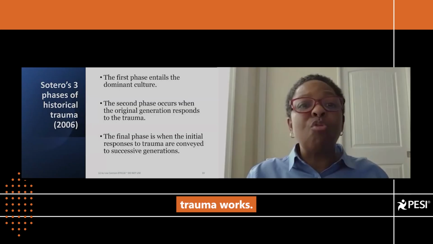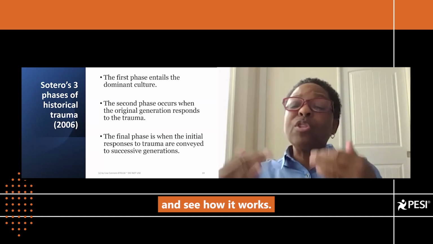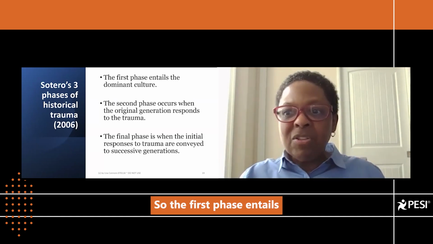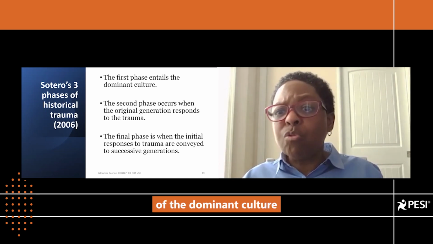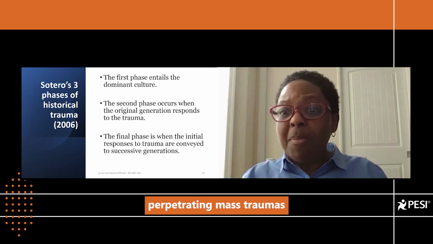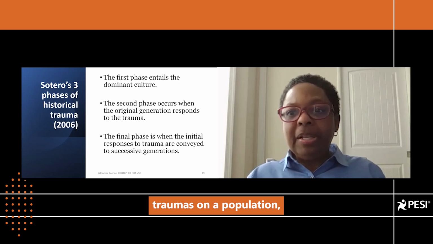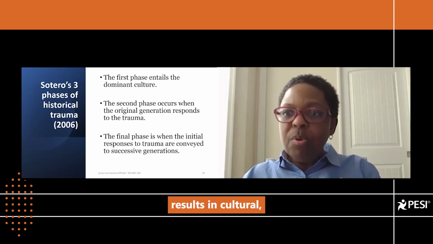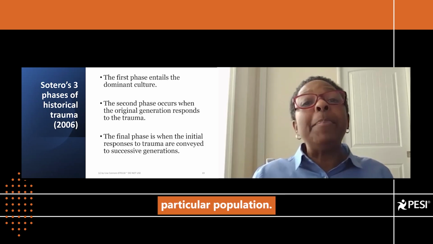This is how historical trauma works. And because I want us to look at it and see how it works, because like I said, I do research. So the first phase entails the dominant culture, whoever feels like they're part of the dominant culture, perpetrating mass traumas on a population. So we see a lot of mass traumas on a population, right? And what happens is it results in cultural, family, societal, and economic devastation for that particular population.